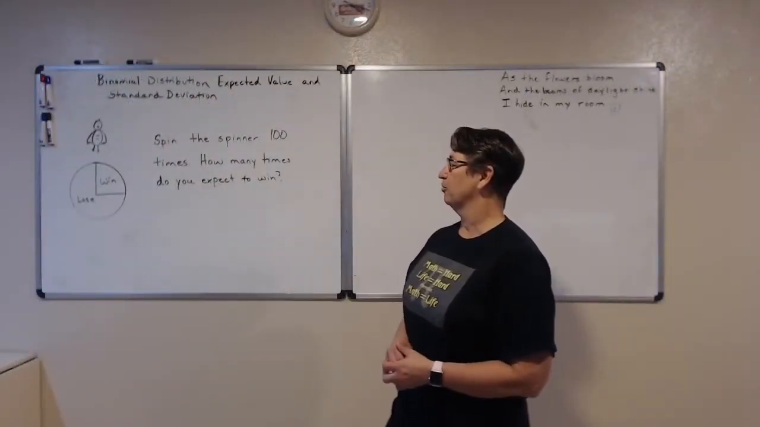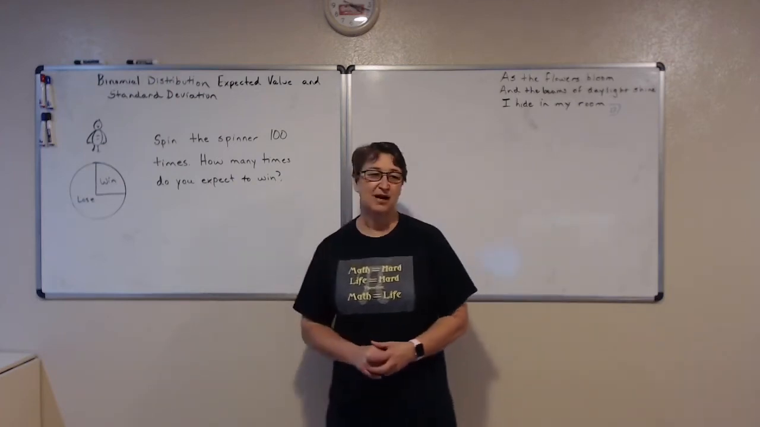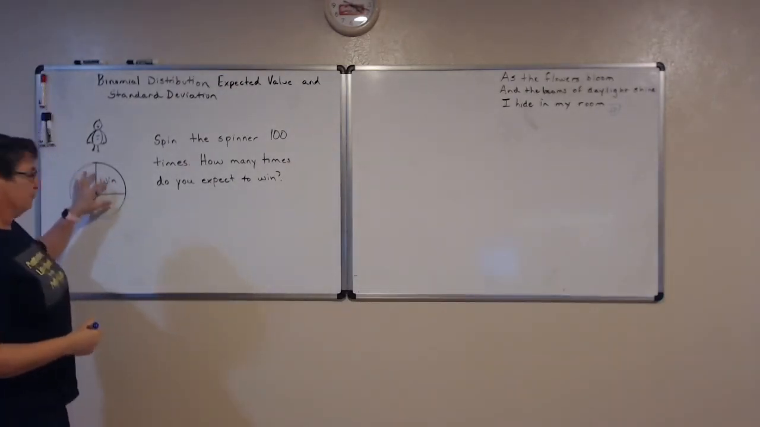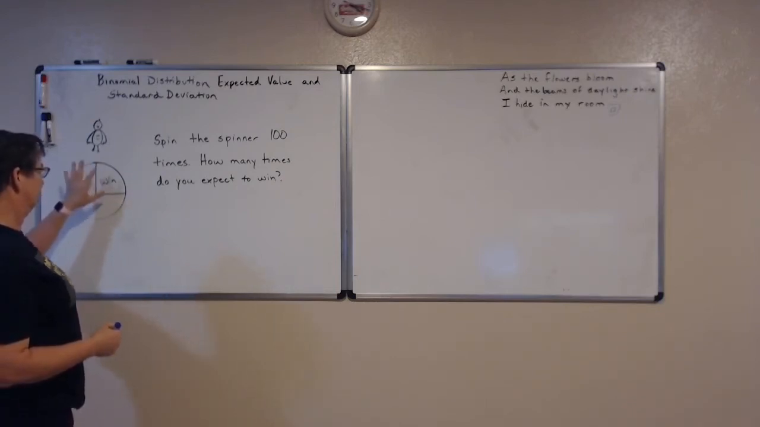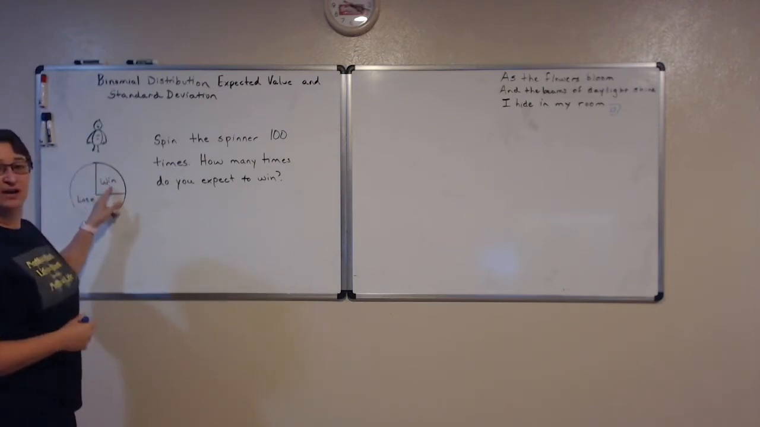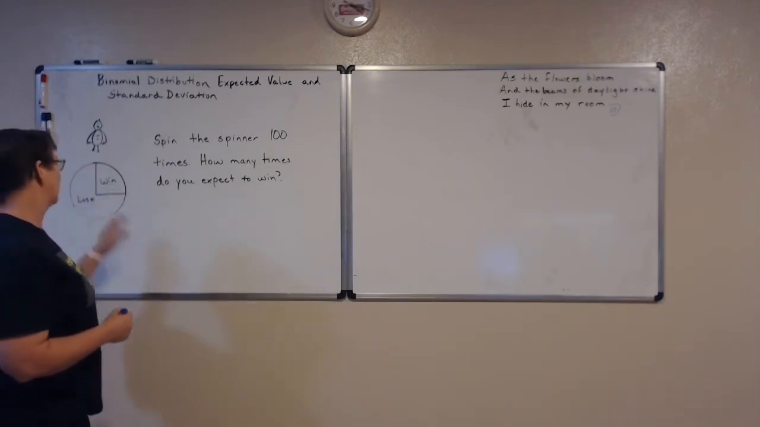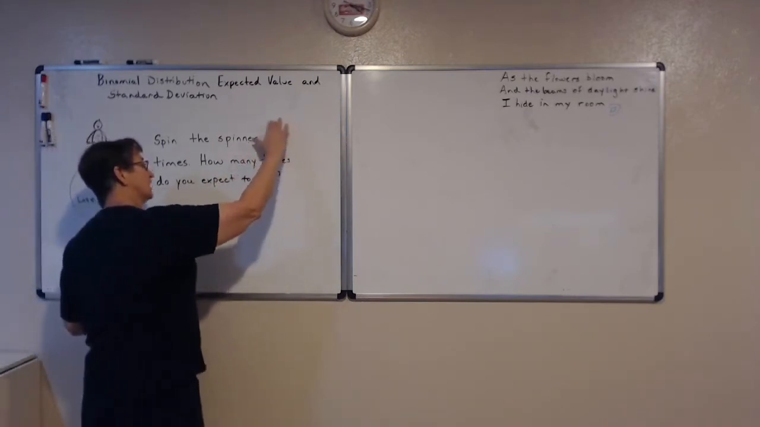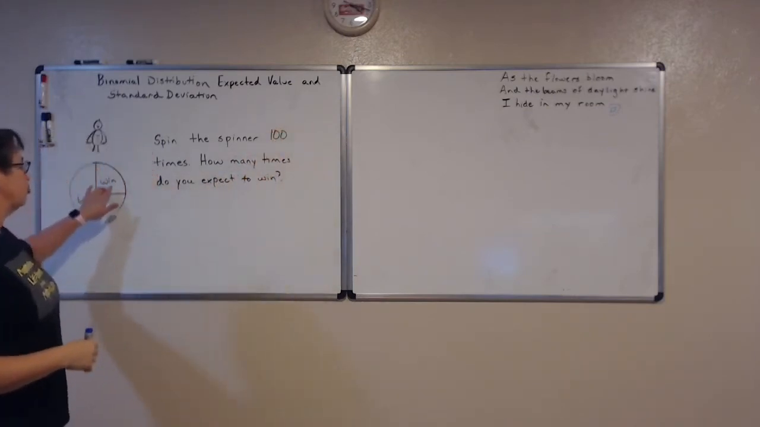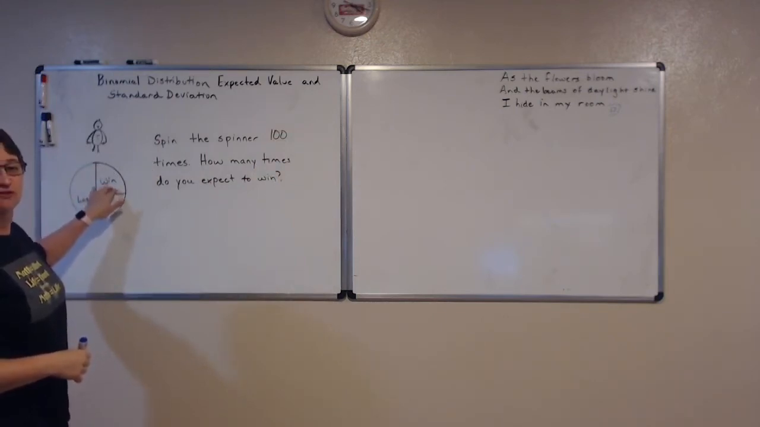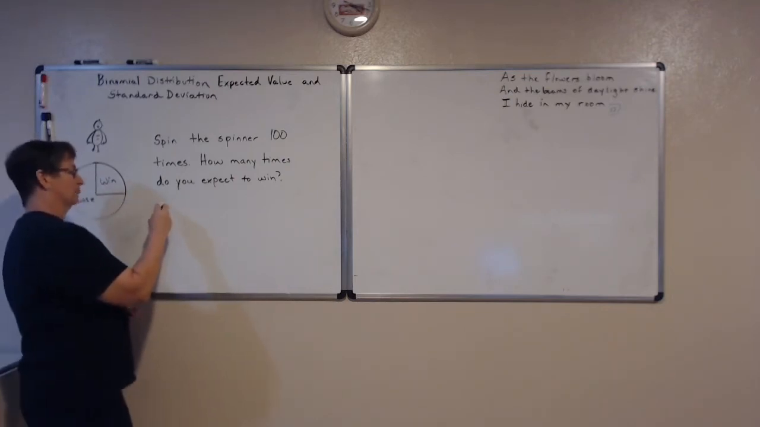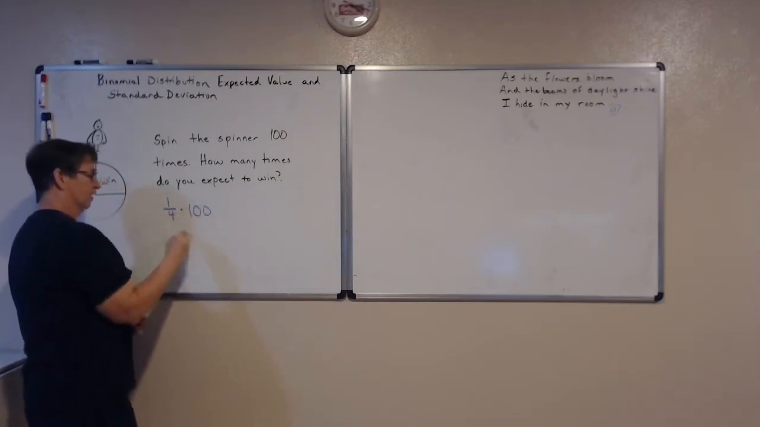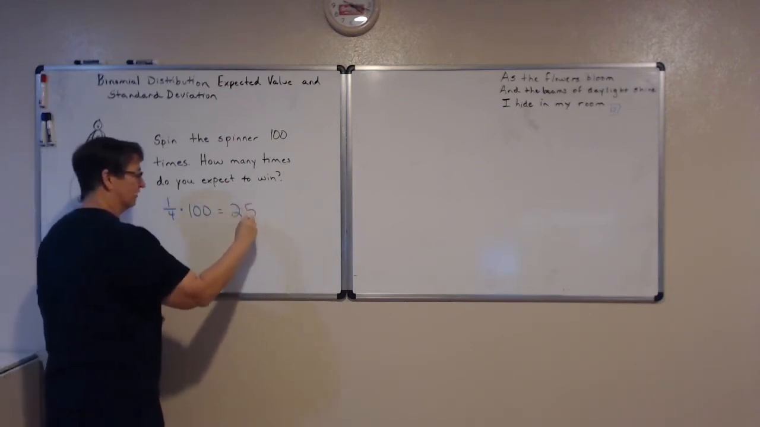And here's our early bird for the morning. We've got spin the spinner 100 times. How many times do you expect to win? You're right. This win is a fourth of my spinner. So I expect to win a fourth of the time. Or you could even call a fourth 25%, right? So if I'm doing it 100 times and I expect to win 25% of the times, or a fourth of the times, I like that, 25 times. So we expect to do a fourth times 100, a fourth of the time, or 25 times.